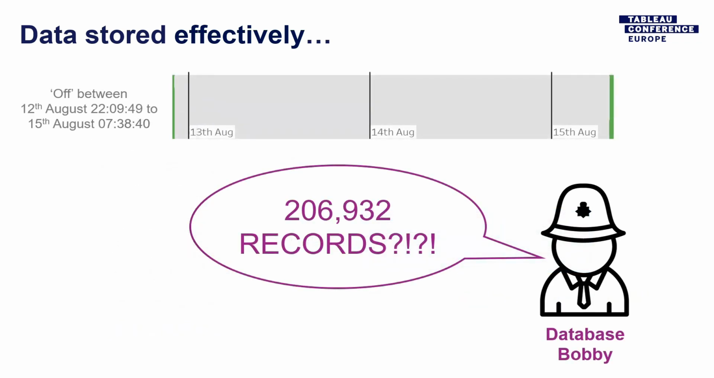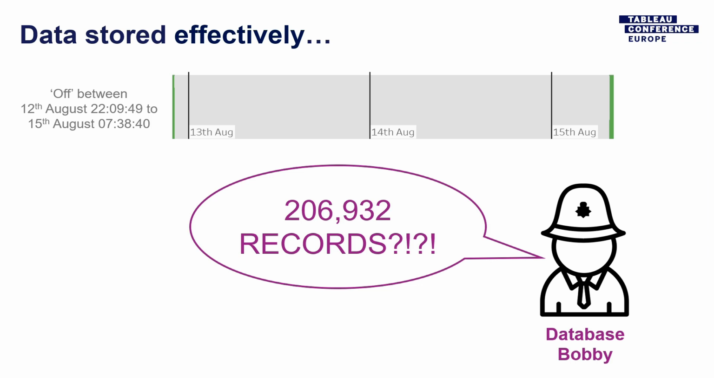Let's take this simple example. My device is off between the 12th of August at 10:09 p.m.-ish to the 15th of August at 7:38 a.m. in the morning. But because of the way the data is structured, this is going to result in a whopping 200,000 records just to tell us that the device was off for a little over 2 days. What if I told you that writing a few simple calculations helps us cut down this 200,000 to just 4?